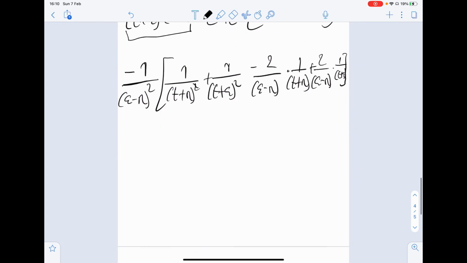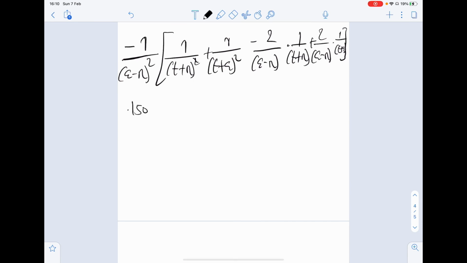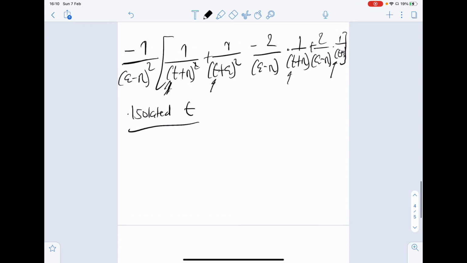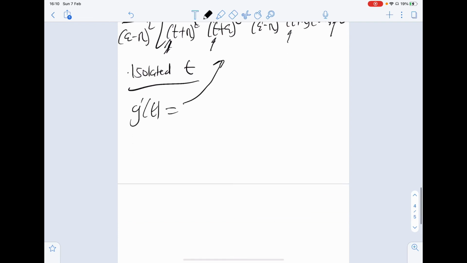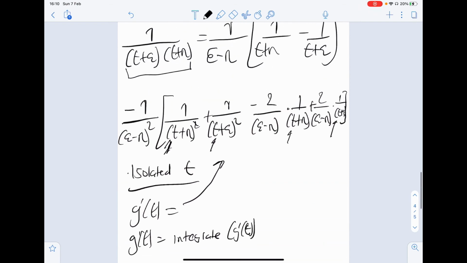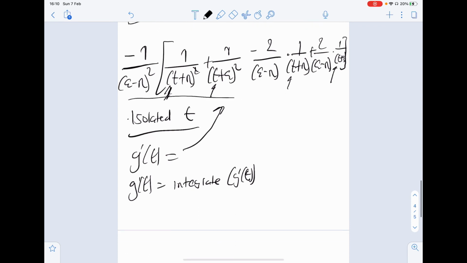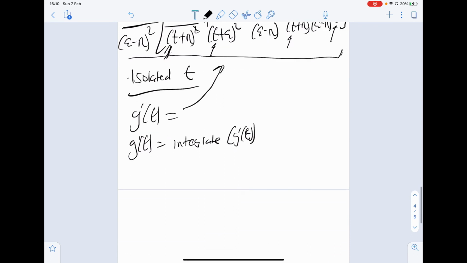Now, this has achieved two things. We've isolated t, so we've got it here, here, here, and here. And we've also allowed, so this is g of t, of this. So, trivially, to find f of t, we just need to integrate g of t, which we can quite easily do with this sort of fraction breakdown.